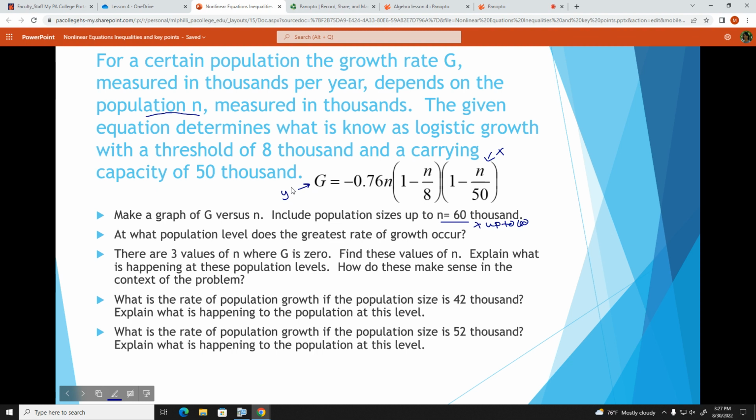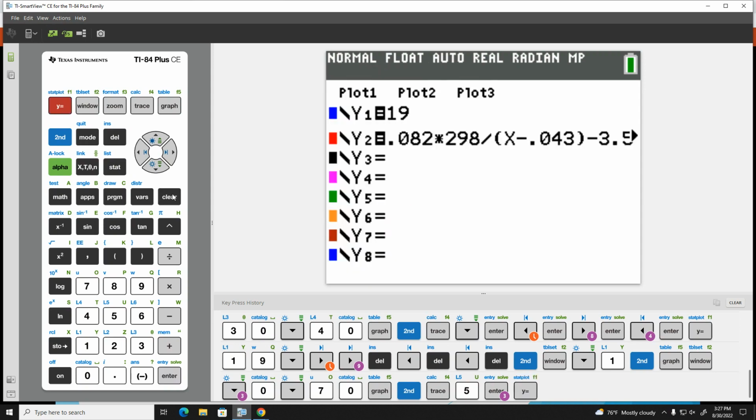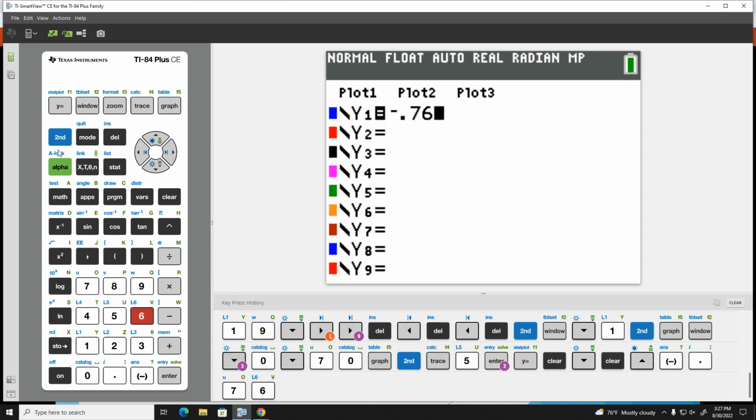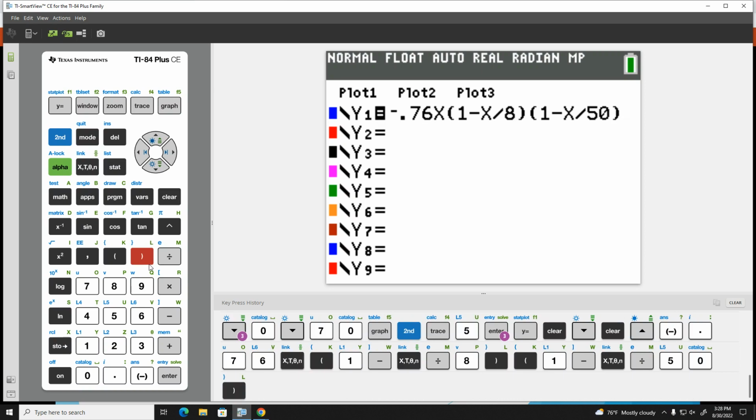So I'm going to go to my calculator to try to get a sense of what's going on with this scenario. So in my calculator, I'm going to Y equals, clearing out my last problem, and typing in this big formula. So we had negative 0.76, and then there's an N, so I'll type X. And then there was a parenthesis. In that parenthesis, we have 1 minus, again we have X, or N, so X divided by 8. And that ends that first parenthesis. And then we started a new parenthesis where we had 1 minus X divided by 50. I did not have to put parentheses around the denominators here because the denominators were literally one number instead of any math. So I was able to type that exactly as it was given.